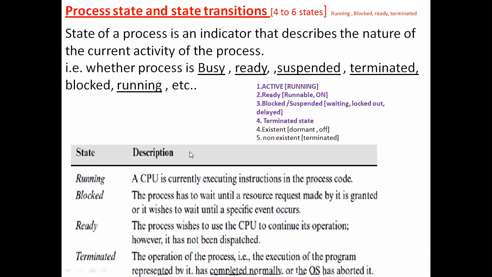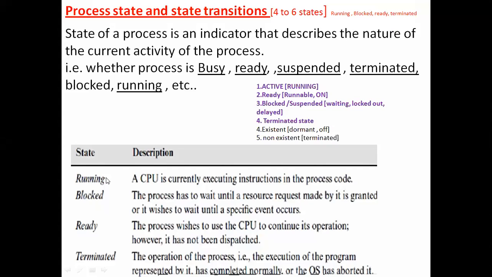Okay, so the heading is the process states and the process transitions. The state of a process is an indicator that describes the nature of the current activity of the process. So currently the process is in which state, that will be indicated by the process state, and any process can be in either running state, blocked state, ready state, or terminated state. So whether the process is busy, ready, suspended, terminated, blocked or running, etc. Let us deal with the first state, that is the running state.